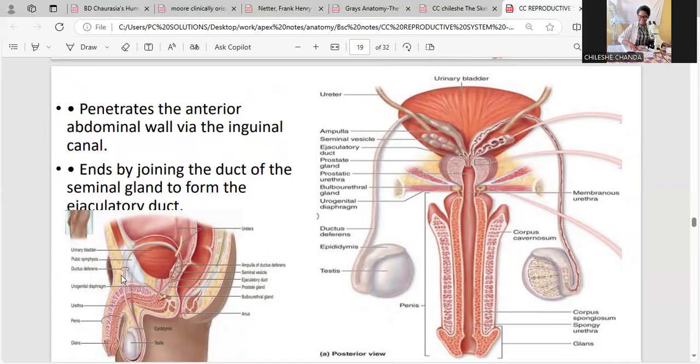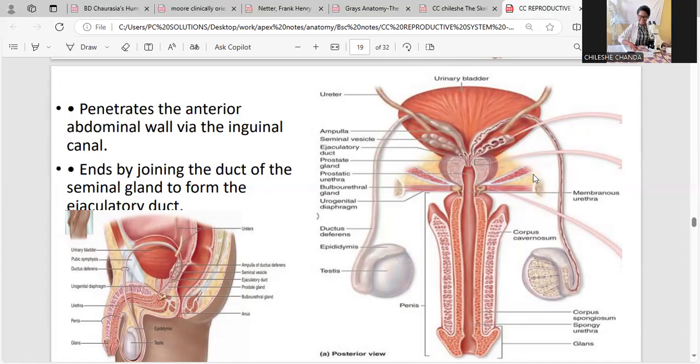Okay, so it penetrates through the inguinal canal, all right, and ends by joining the duct of the seminal vesicle, or the seminal gland. It joins the duct of the seminal gland to form what is known as the ejaculatory duct. So we have this seminal gland, and then the ductus deferens is coming from the back and joining there, and they form the ejaculatory duct. Okay, that is how that is made.